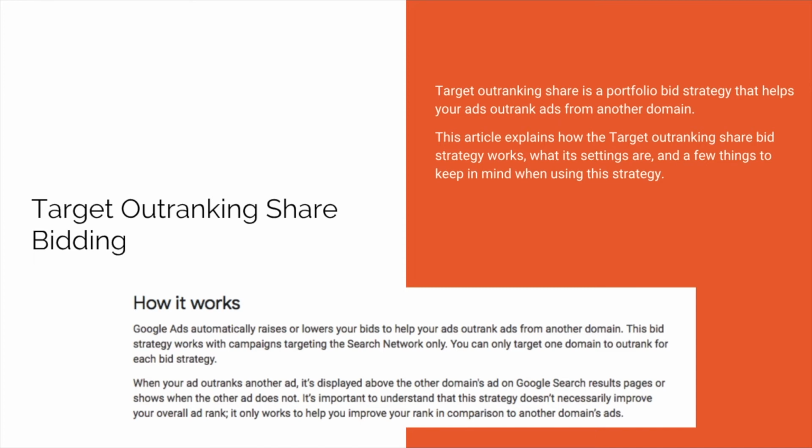And also understand this can only be done for one domain. You can't do it for multiple domains because it doesn't make sense. Now, if you look at how it works, Google Ads automatically raises or lowers your bids to help your ads outrank ads from another domain, which is eBay in this case. Now, this works only with campaigns targeting the search network, obviously, because there is no position game in the display network, and you can only target one domain to outrank for each bid strategy. You set a bid strategy and you say, with this kind of bid strategy, I want to outrank another domain, which is eBay, which is my competition. That's exactly how this works.